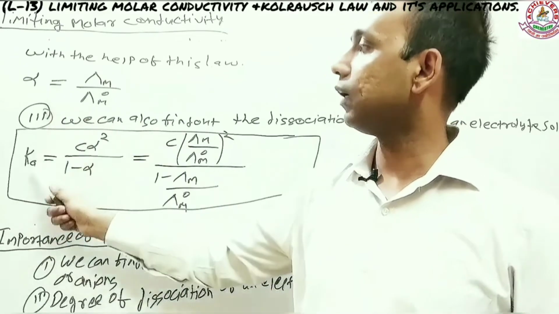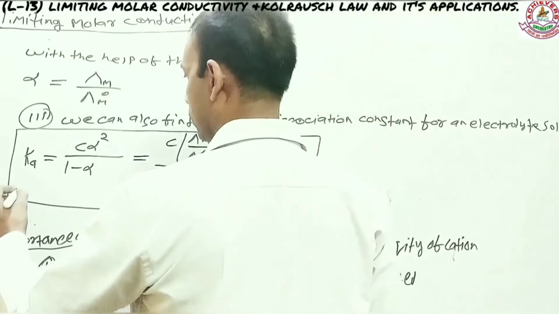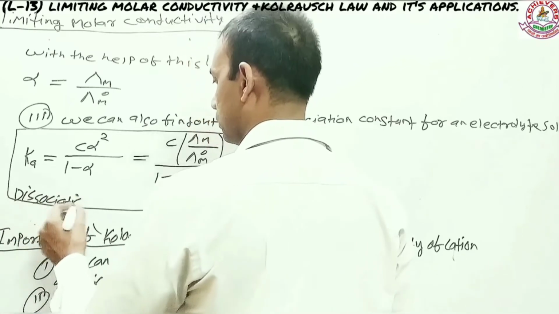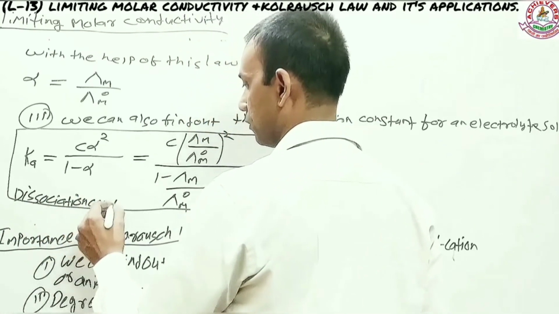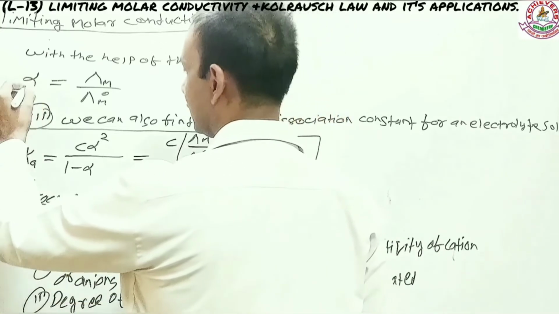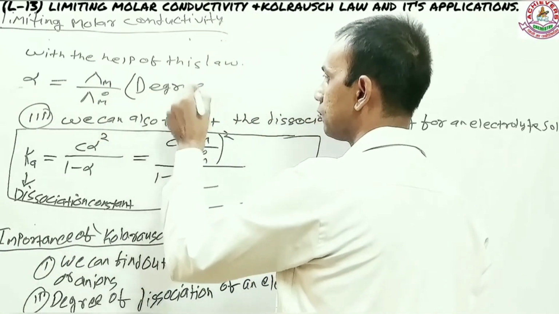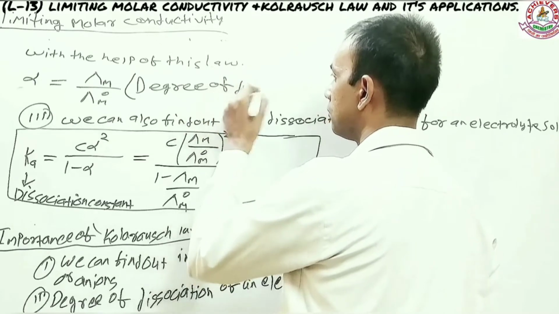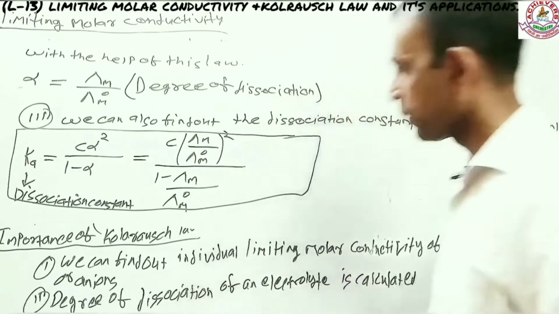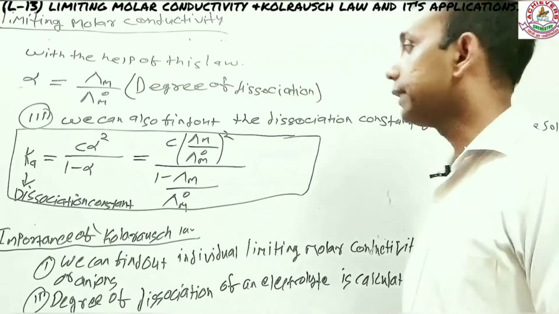Using degree of dissociation, we can find out the dissociation constant. What is K called here? It's called dissociation constant. I hope you know that, but somehow I'm writing it. And what is this alpha? This is your degree of dissociation. So this is about limiting molar conductivity, Kohlrausch law and its application.